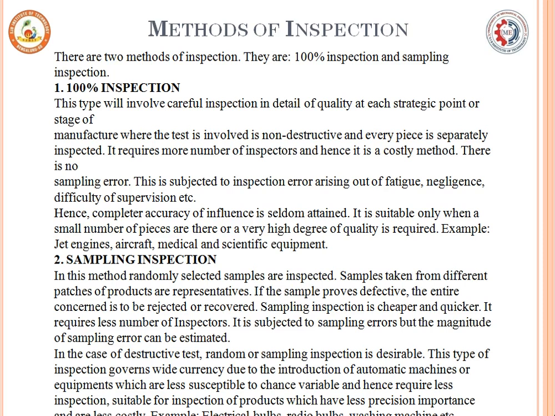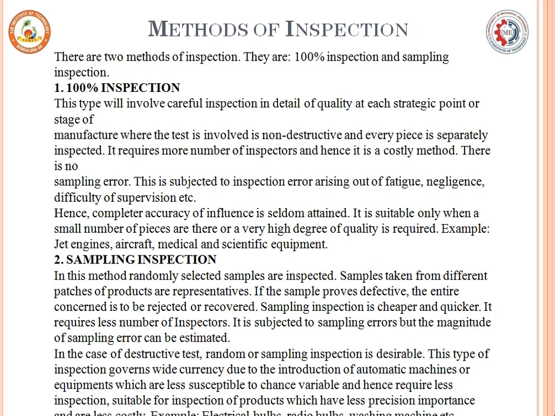The third video of inspection and quality control. In this video we will be able to see methods of inspection. What are the methods of inspection and how are they applied? There are two methods of inspection. One is 100% inspection, another one is sampling inspection. So what is this 100% inspection and sampling inspection?